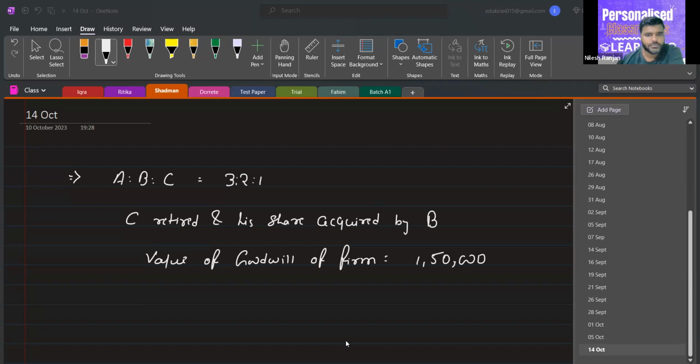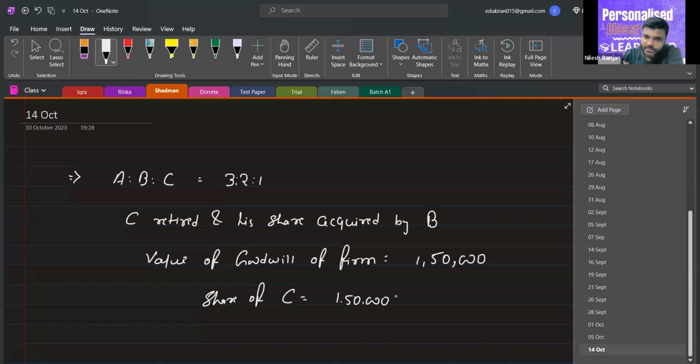I think C will get according to his ratio. How much? It will be 1/6 × 1,50,000. The share of C will be 1,50,000 × 1/6, so it is 25,000. Yes. Now C will get 25,000.